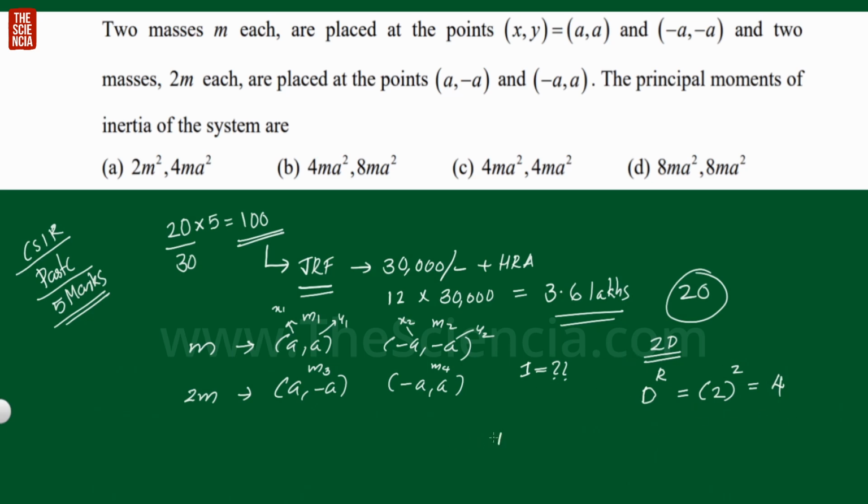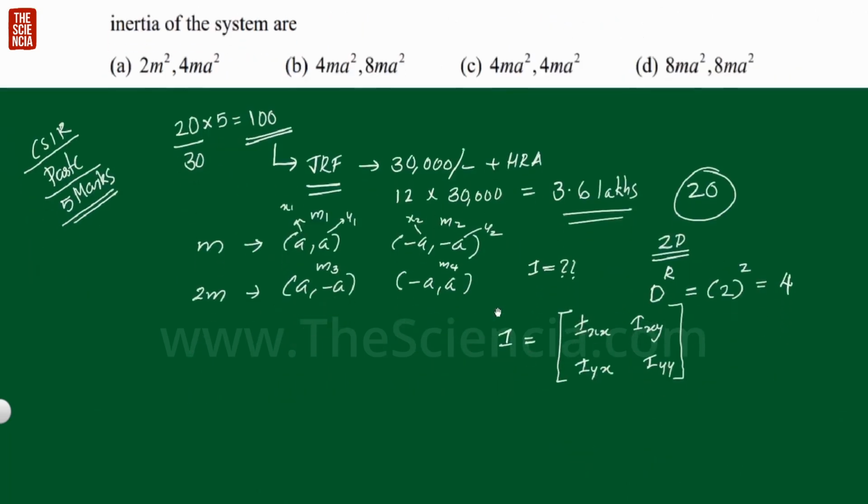That is, I will be equal to Ixx, Ixy, Iyx and Iyy. First we have to find the moment of inertia tensor. Then we find its eigenvalues, so we get the principal moments of inertia of the system. So now we have to evaluate Ixx, Ixy, Iyx and Iyy.